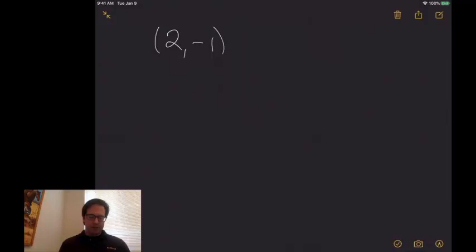The first step is I need to get the slope of the radius through that point that connects the origin, the center of the circle, to that point. And that is just going to be our y-coordinate minus 0 over our x-coordinate minus 0. It's always change in y over change in x. And so we get negative 1/2. So that's the slope of our radius.